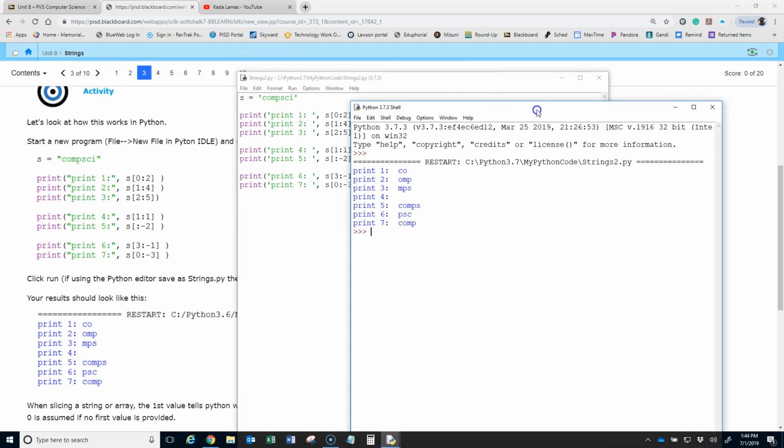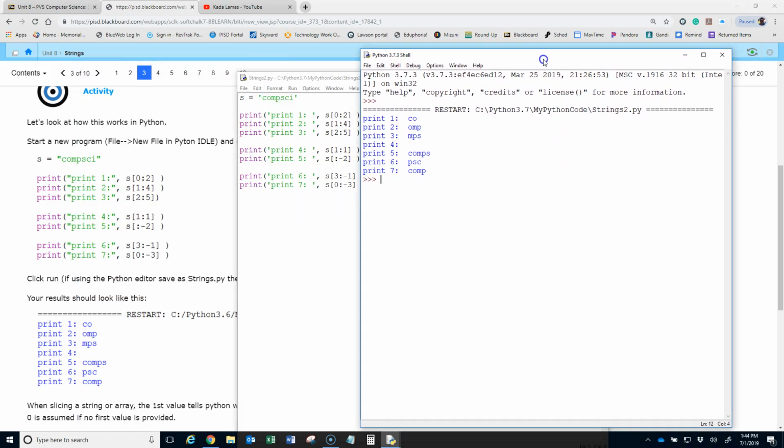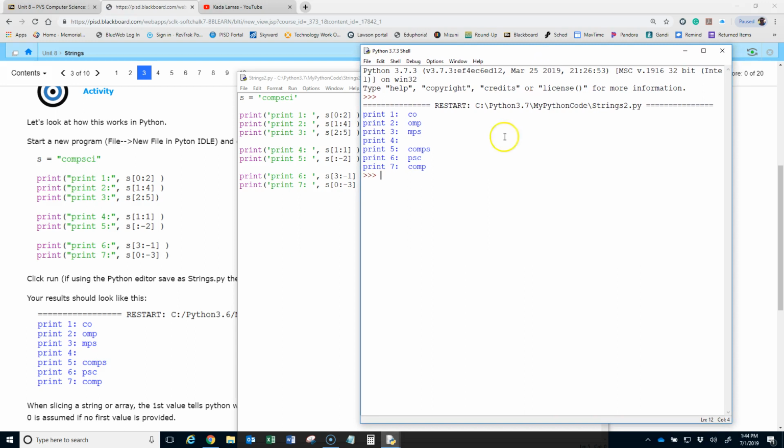So if we look at this, and we can set these next to each other so that we can look at these prints. I have print 1, CO. I started at 0, which is C, and I went through 2, but I did not include 2. So I just have 0, 1. Here I have 1, 4, and I start at 1, which is the O, and I go through 4, but I don't include the 4. So now I have 1, 2, 3.